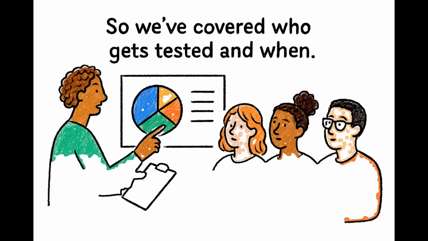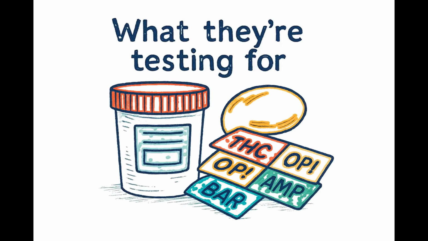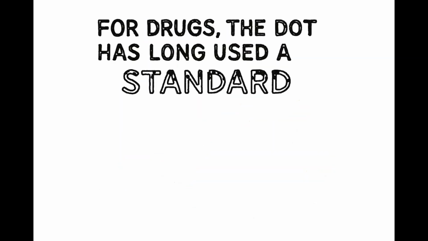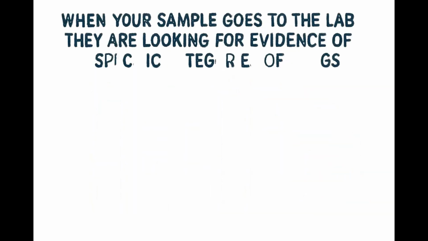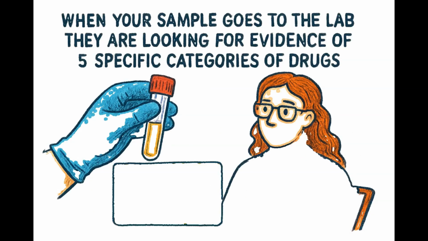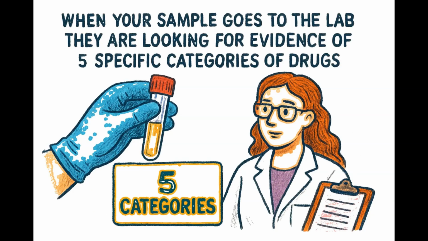So we've covered who gets tested and when. Now let's talk about what they're testing for. For drugs, the DOT has long used a standard 5-panel test. When your sample goes to the lab, they are looking for evidence of 5 specific categories of drugs.